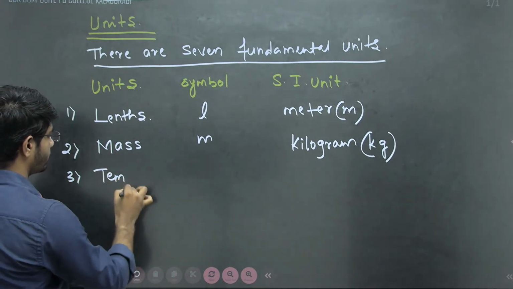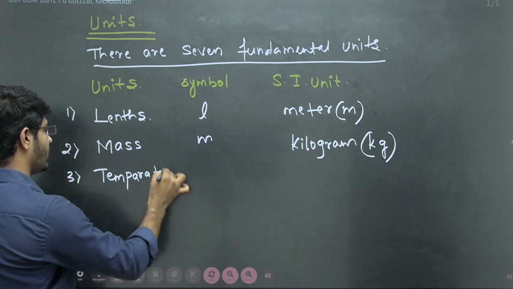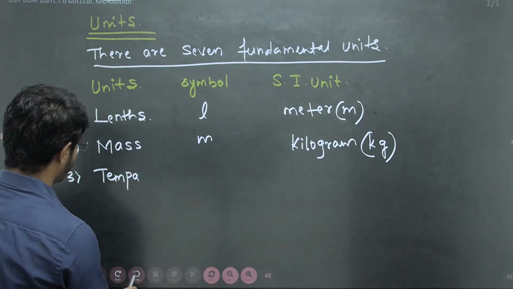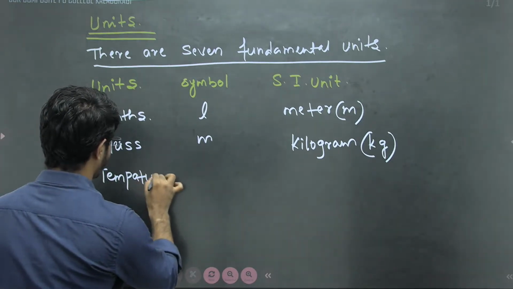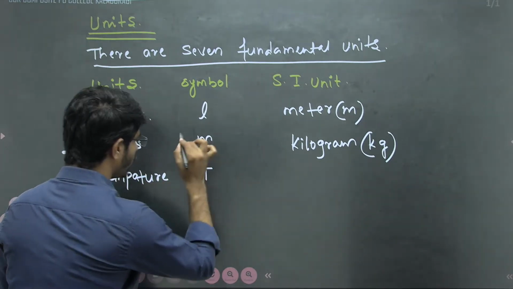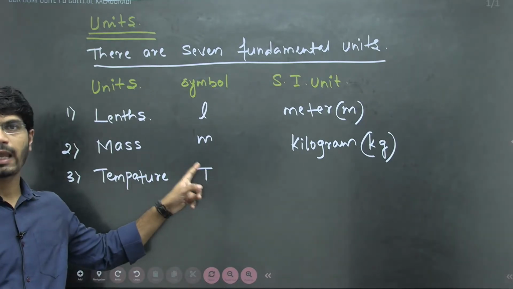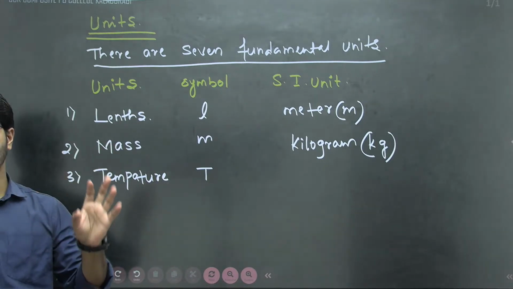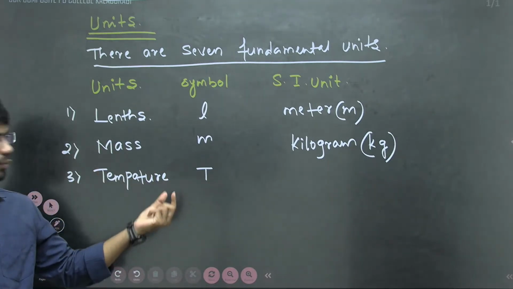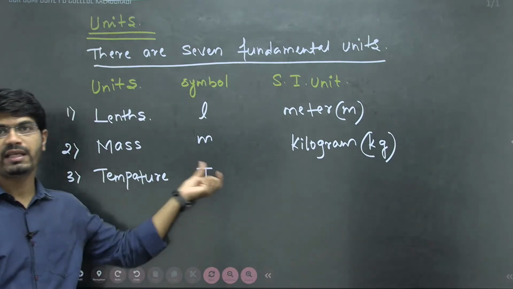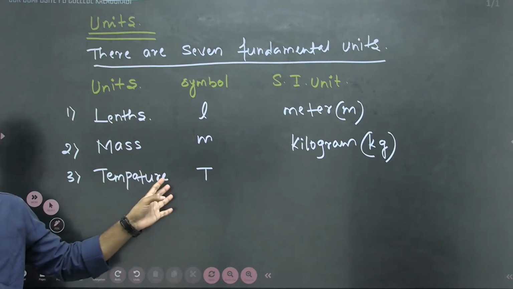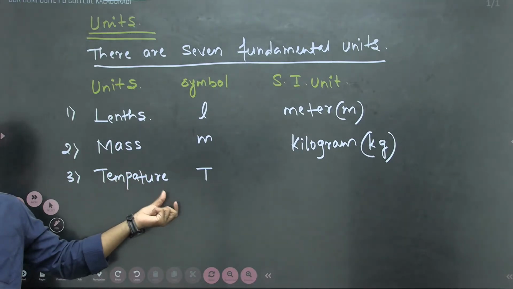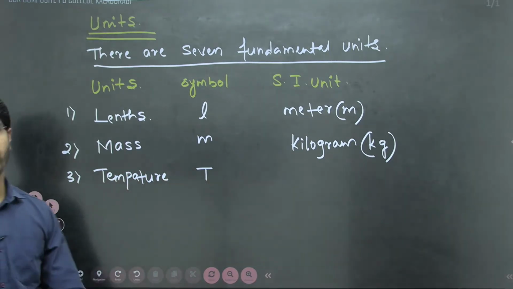Next, third one is temperature. Again, you need to remember the symbol here. Temperature will usually be symbolized as capital T. Remember, if somewhere small t is given to you instead of capital T, then it is understood as time. It is used for time. So temperature will be capital T for us, where time will be small t.